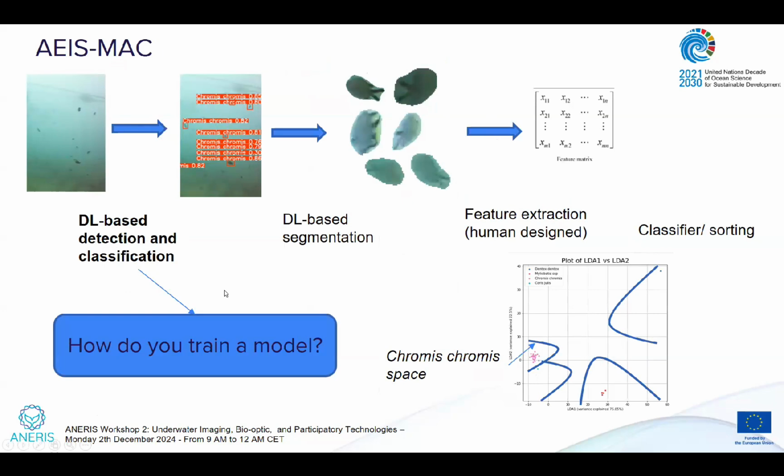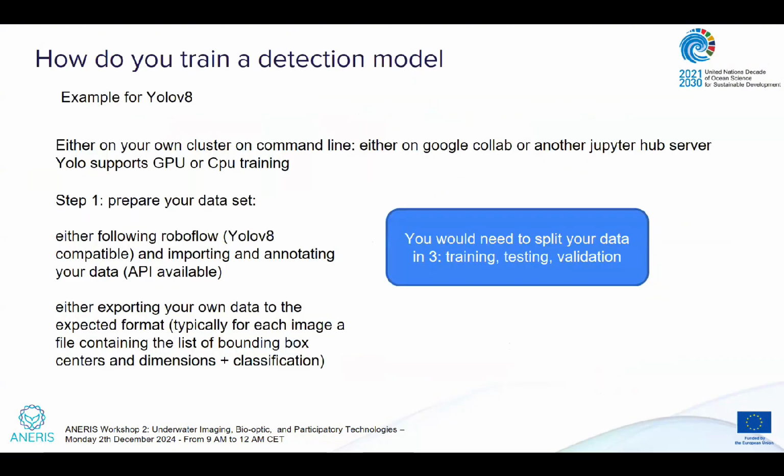So then comes the question: how do you train a model itself? Now it's super accessible for everyone to train your own model. Basically, the 2 models I was mentioning, even if there are more implemented, are based on YOLO V8, which is a specific deep learning architecture for detection, so box detection and classification of this box.